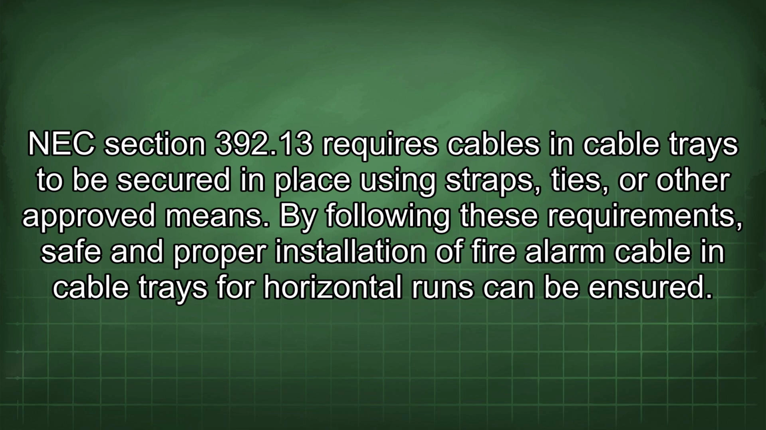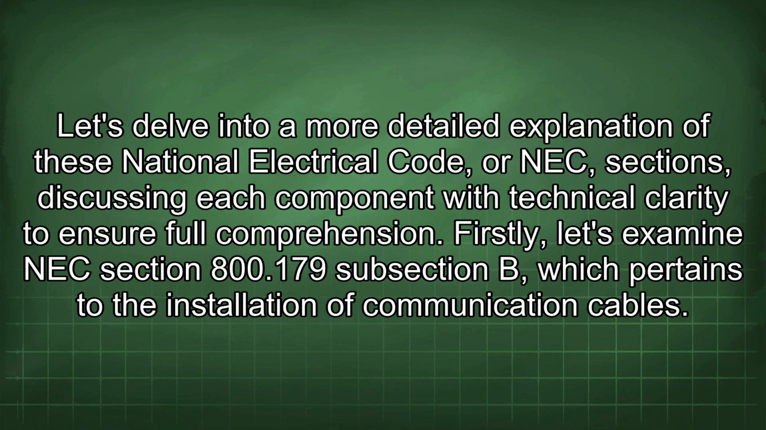By following these requirements, safe and proper installation of fire alarm cable and cable trays for horizontal runs can be ensured. Let's delve into a more detailed explanation of these National Electrical Code, or NEC, sections, discussing each component with technical clarity to ensure full comprehension. Firstly, let's examine NEC section 800.179 subsection B, which pertains to the installation of communication cables.